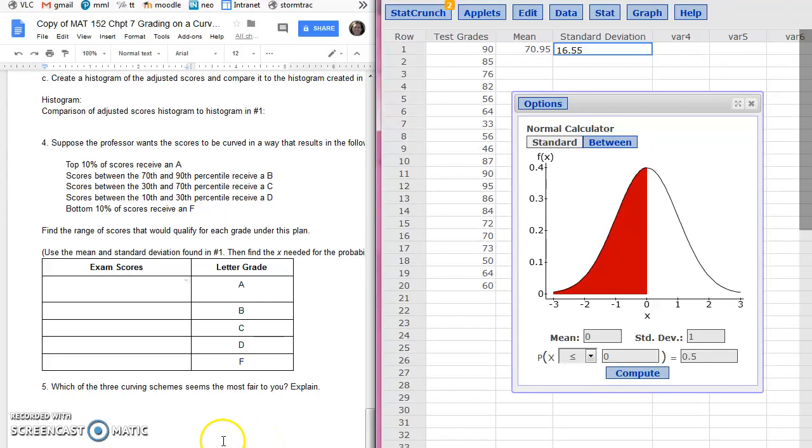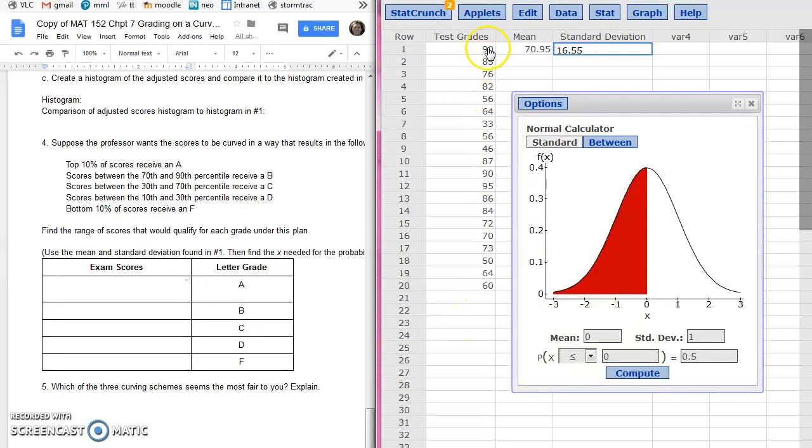Today I'm going to show you how to do question number 4 on your assignment, grading on a curve. Question number 4 says, suppose the professor wants the scores to be curved in a way that results in the following. The first one is the top 10% of scores receive an A. I'm going to show you an example of how to do this.